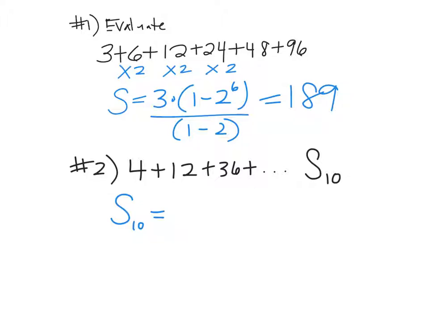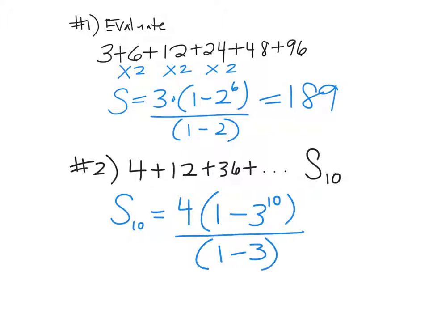These numbers are going to get bigger and bigger because we're multiplying by what each time here? 3. So it's going to be a huge number at the end. I'll show you. So a sub 1 is 4 times 1 minus r to the n. I'm using this formula right here. A sub 1 is 4. 1 minus r to the n would be 1 minus 3 to the 10th power, all over 1 minus 3.